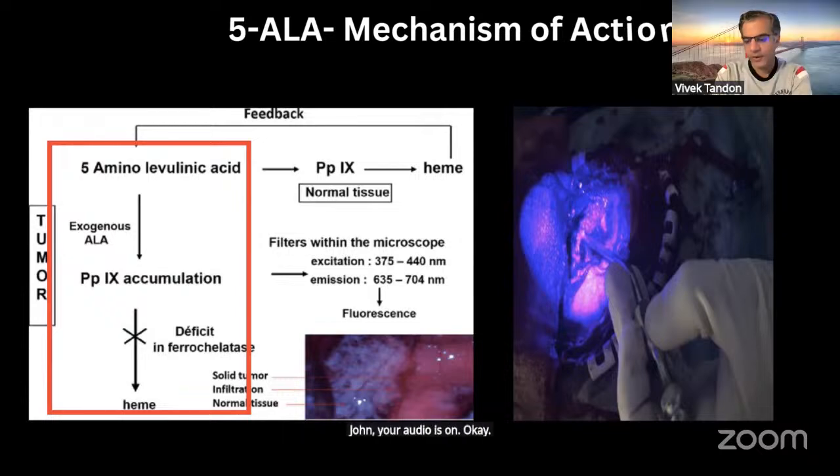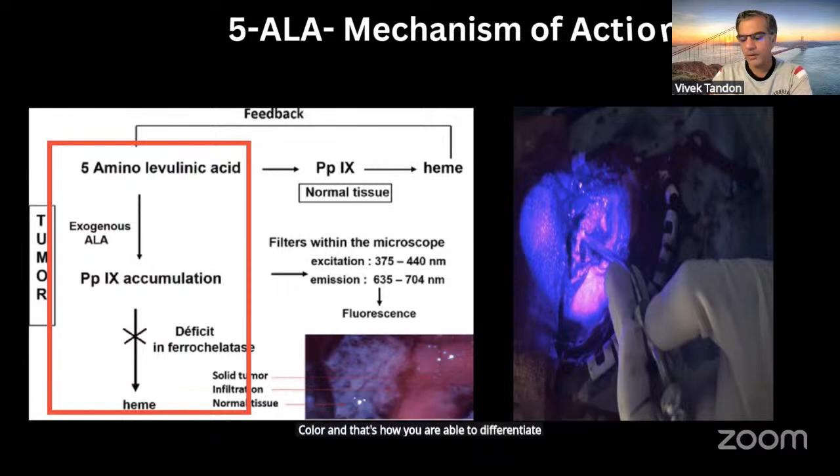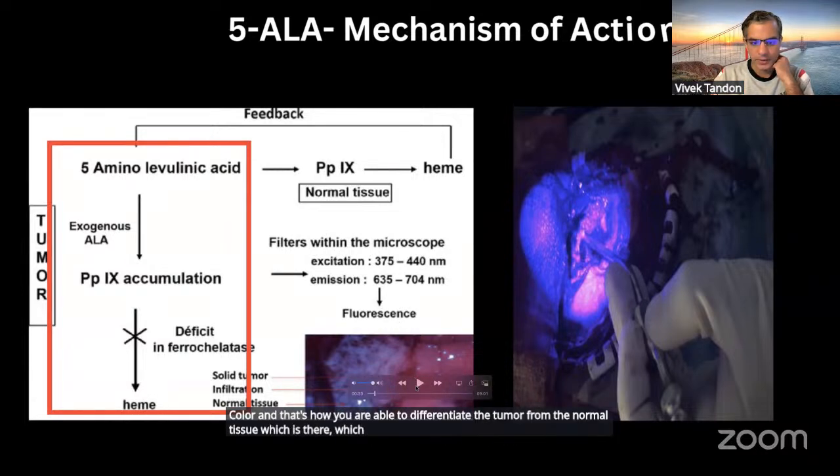So one of the dyes that is there is 5-ALA, and the beauty of this dye is that it gets accumulated in the tumor tissue. It's protoporphyrin IX, and when you subject it to blue light of around 400 nanometers, it absorbs the blue light and emits it in the form of a pink color. That's how you are able to differentiate the tumor from the normal tissue, which is not going to take up the dye.